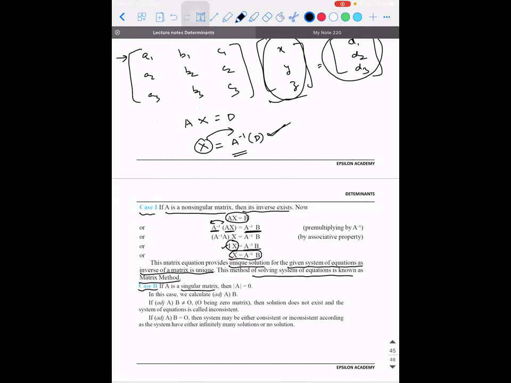So case 2. If A is a singular matrix, then the determinant of A is 0. In this case, we calculate adjoint of A into B. Then if adjoint of A into B is not equal to O, where O being a 0 matrix, then the solution does not exist and the system of equations is called inconsistent. If the adjoint of A into B comes out to be 0, the system may be either consistent or inconsistent, according to the system having either infinitely many solutions or no solution. So we need not worry about this part.